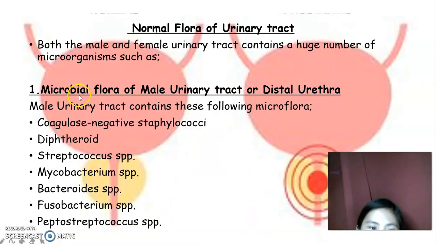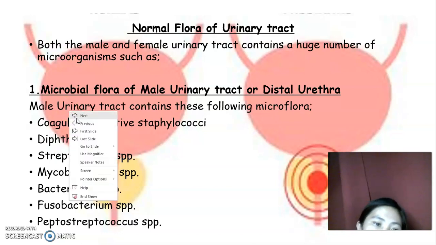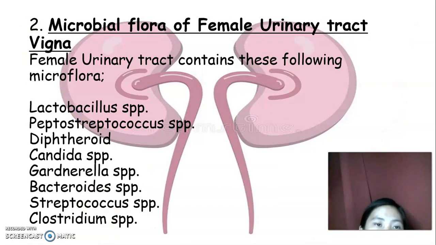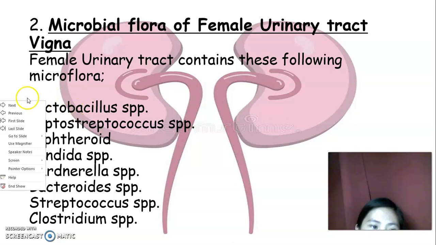Next is normal flora of the urinary tract. Both the male and female urinary tract contain a huge number of microorganisms. Number one is the microbial flora of the male urinary tract, or distal urethra. The male urinary tract contains the following microflora. Next, number two is the microbial flora of the female urinary tract, the vagina. The female urinary tract contains the following microflora.